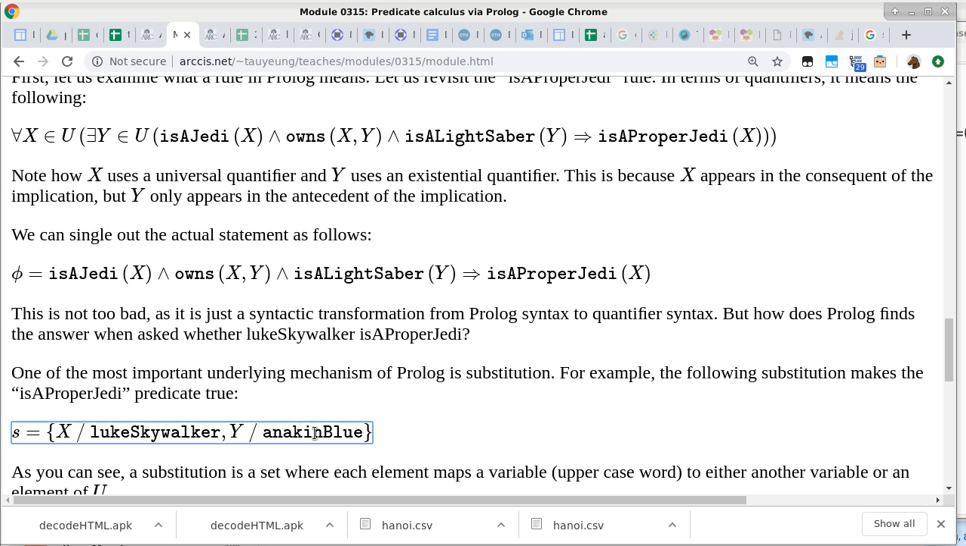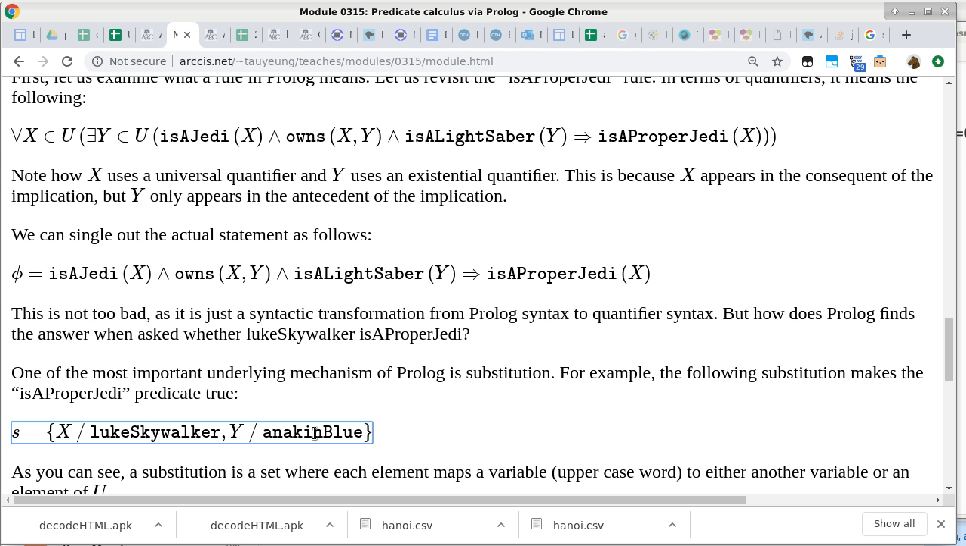A substitution consists of elements, and each element is, I just want to make sure I'm using the right name, a mapping. Okay, so each item in the set is a mapping. In this case, it's mapping variable x to the specific atom of Luke Skywalker. It is substituting y, which is another variable, with the specific atom name Anakin Blue, because Anakin owns a blue lightsaber, so I call it Anakin Blue. So that specifies the substitution.